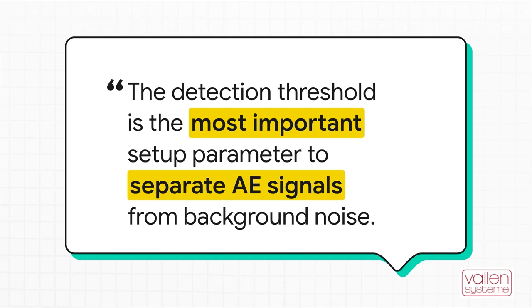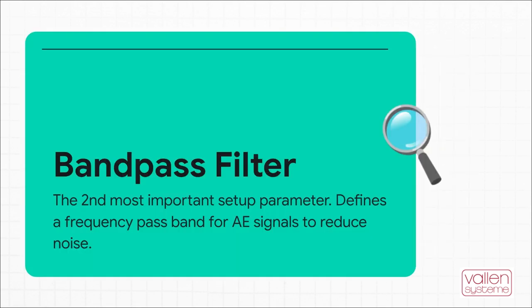It's an incredibly delicate and vital balance. All right, let's move on to our second most important parameter, the band pass filter. Now, if the threshold was all about loudness, the filter is all about pitch or frequency. It tells our equipment the exact frequency range we want to pay attention to and to just ignore everything else.